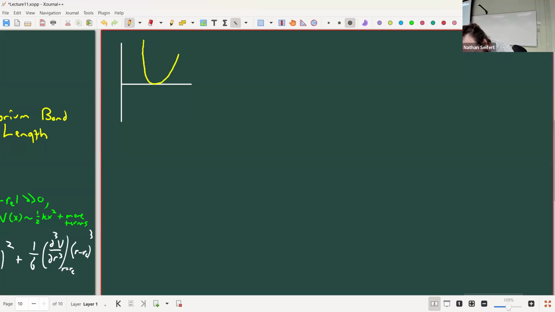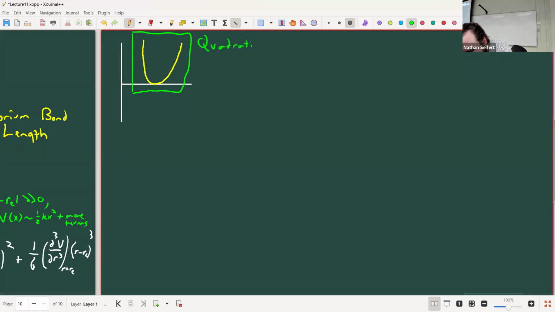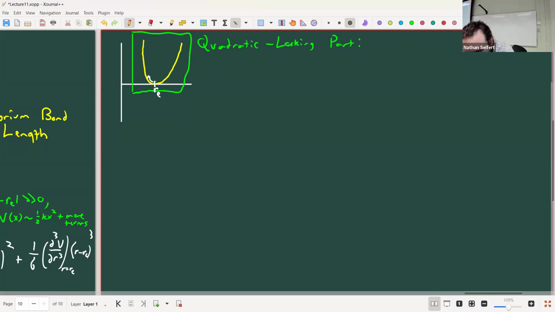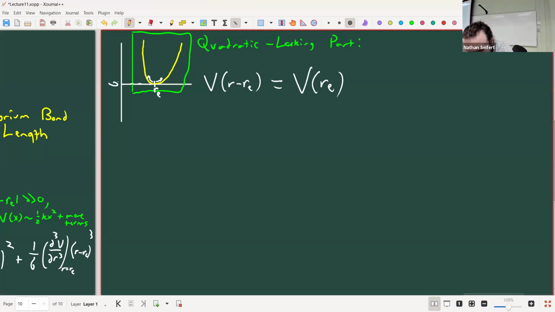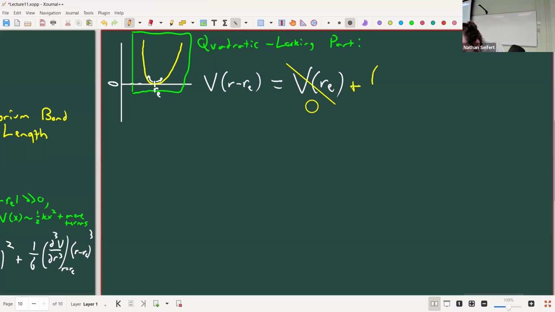So we've got this potential, and this is the region close to the minimum, the quadratic looking part. If we expand V of x around R sub E, the first term we have is the potential evaluated at R sub E. Well, this is 0, right? We define this to be 0. It's the potential evaluated at the equilibrium point, which is 0. So that goes away.